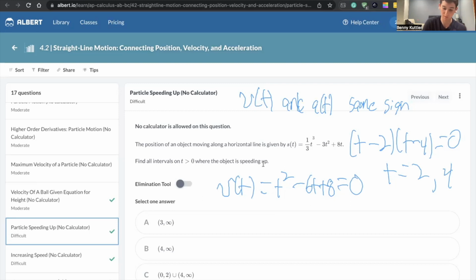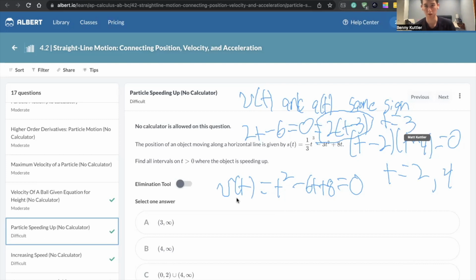So to find out at what points they have the same sign, we also have to look at the acceleration function. So the acceleration is just the derivative of this v right here. So we can use the power rule. 2t minus 6 equals 0, which equals 2 times t minus 3. t equals 3 is 0. So let me clean this up a little bit.